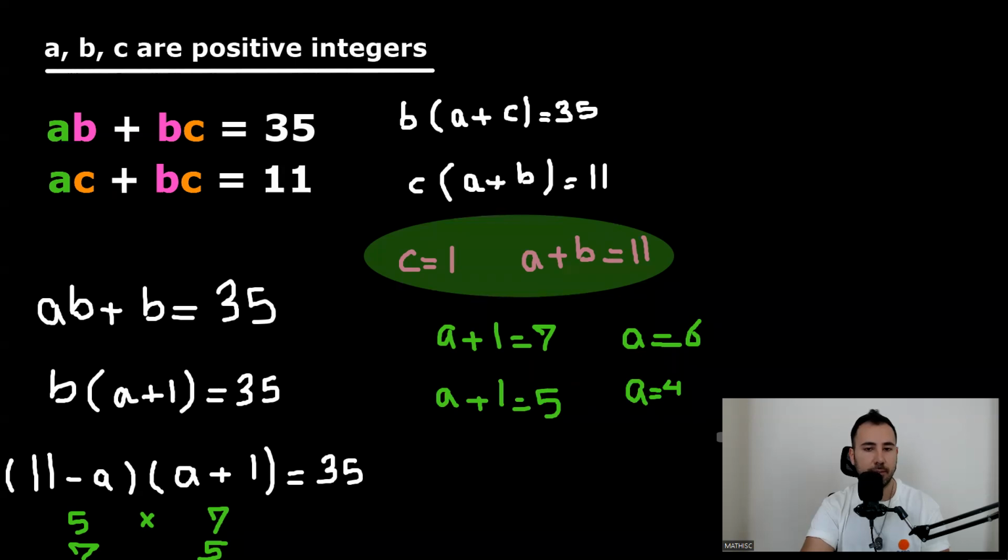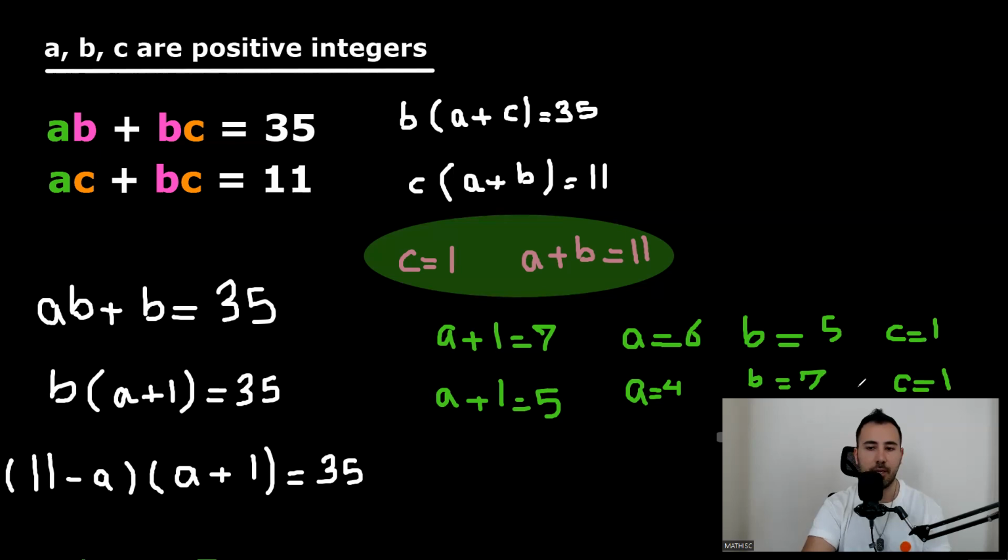So from here, let's see if A is 6. What equation to use? If A is 6, this one is good. If A is 6, B would be 5. And we already know C is 1. That would be one of the solutions. Now, if A is 4, B would be 7. And again, we just found out at the beginning of the video that C has to be 1 and nothing else. So there you go.